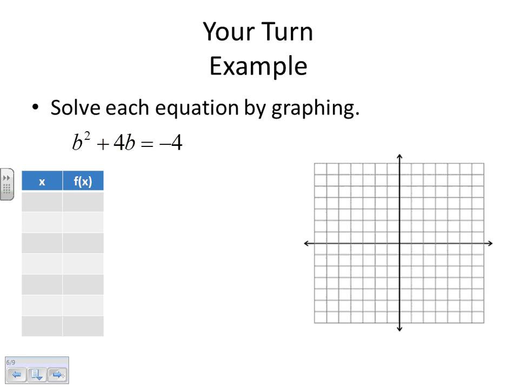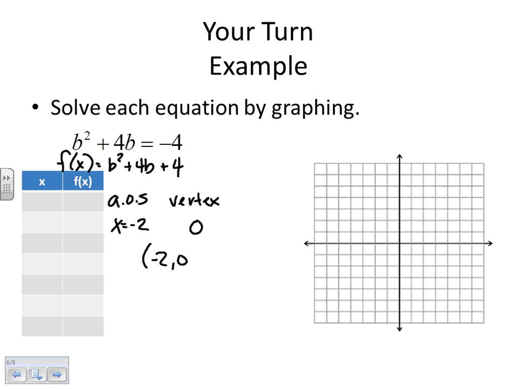Okay, I would like you to try this one. Make sure before you start this one that you have your equation equal to 0. Now pause me and replay me when you're ready for the answer. All right, so we have f of x equals b squared plus 4b plus 4. And we have our axis of symmetry being x equals negative 2. And we plug that in for our vertex, and we get 0 when we plug in. And so our point is at negative 2, 0.